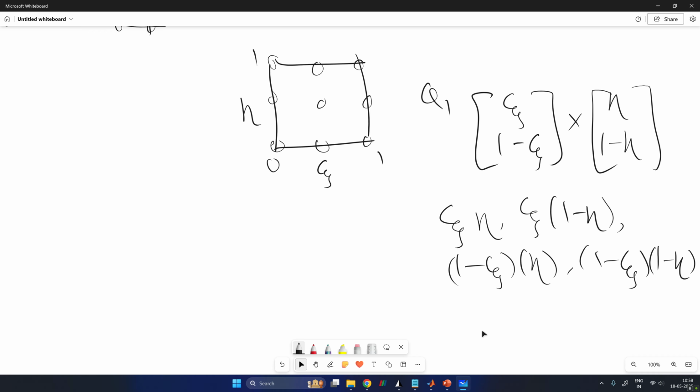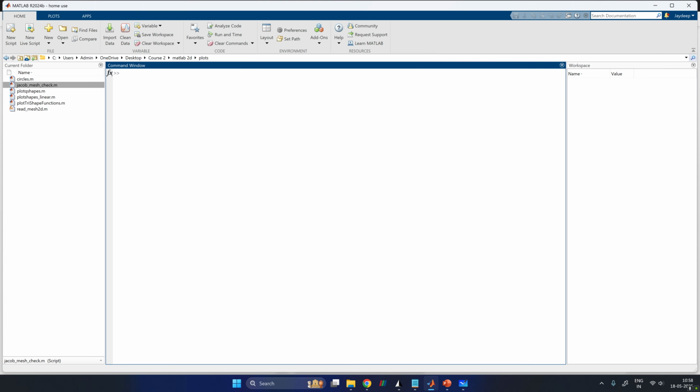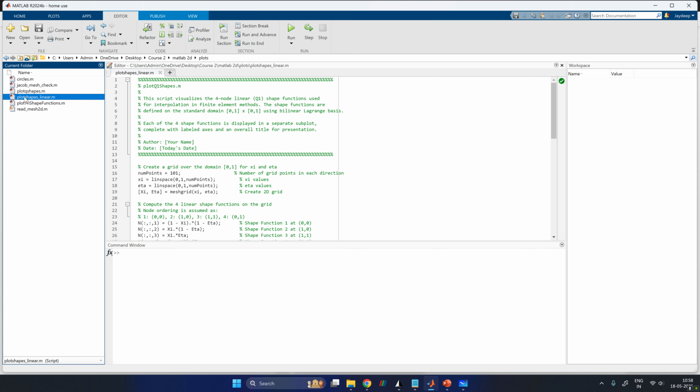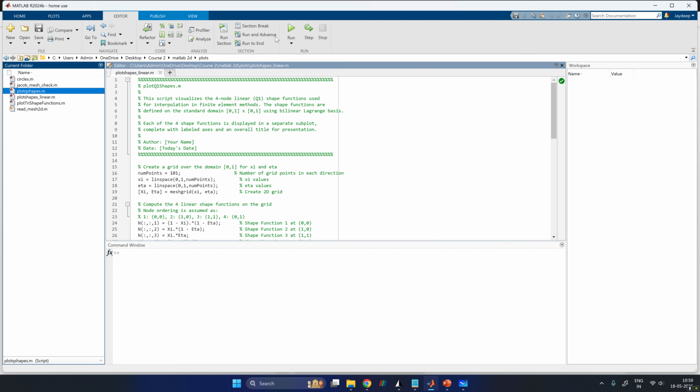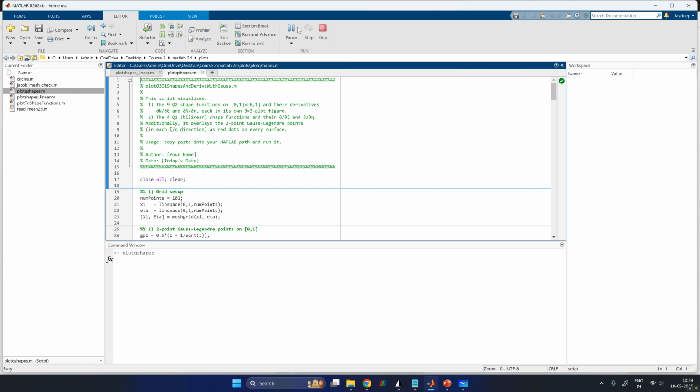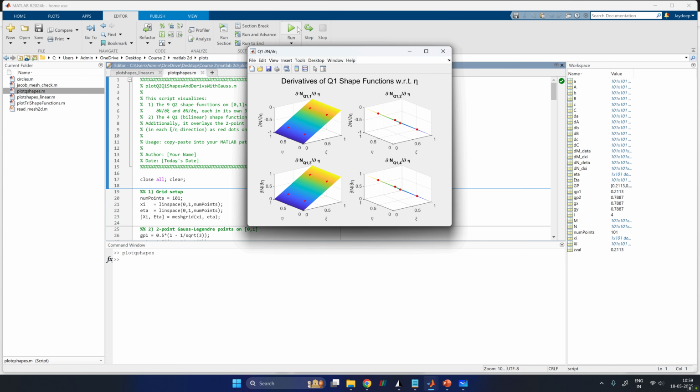So now let's plot these functions in MATLAB, and then we'll have a good idea of how they look. Right, so let's begin with quads first. So I have also shown the Gauss points here.